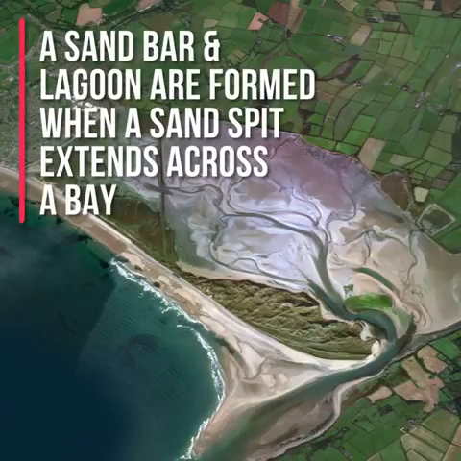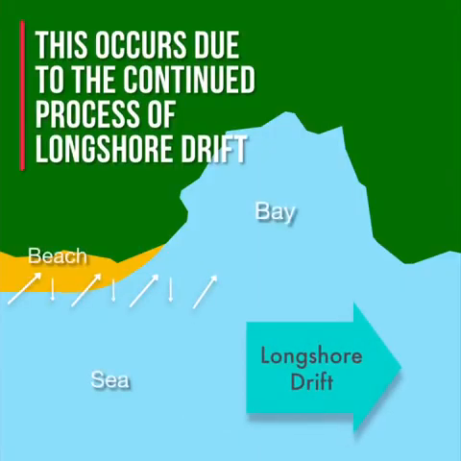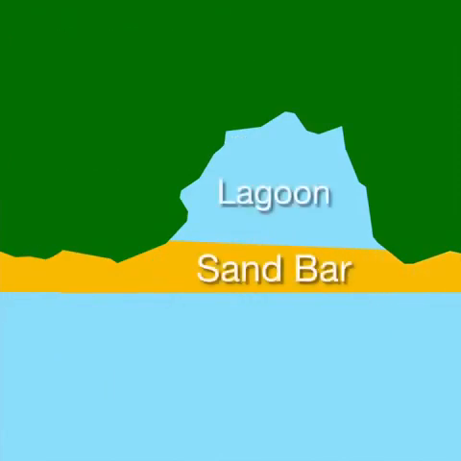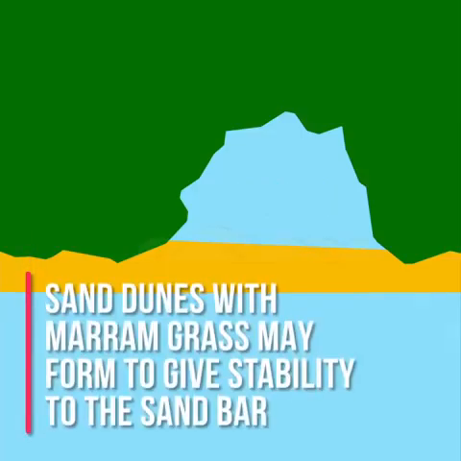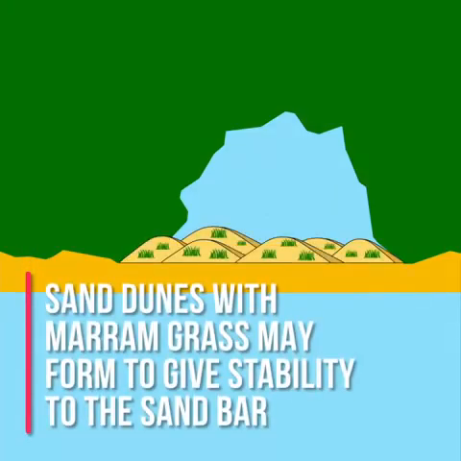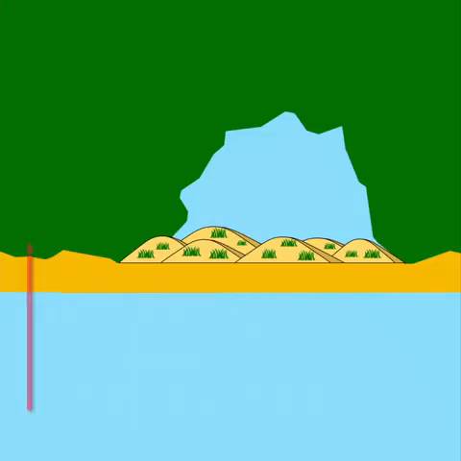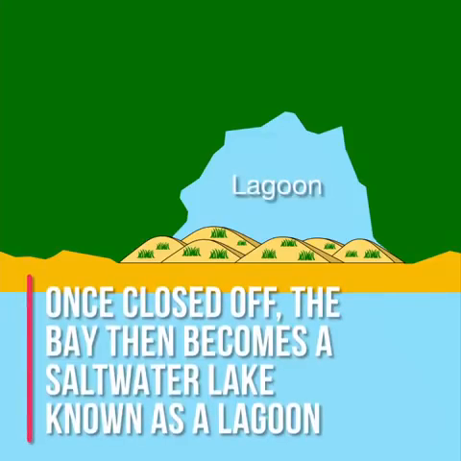A sandbar and lagoon are formed when a sand spit extends completely across a bay. This occurs due to the continued process of longshore drift. Sand dunes with marram grass may form over time to give stability to the sandbar. Once closed off, the bay then becomes a saltwater lake known as a lagoon.